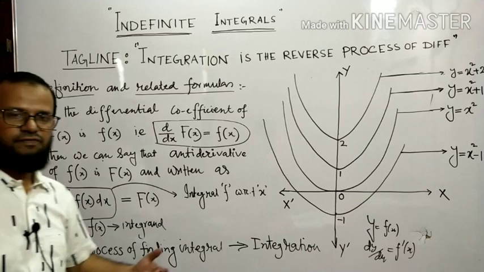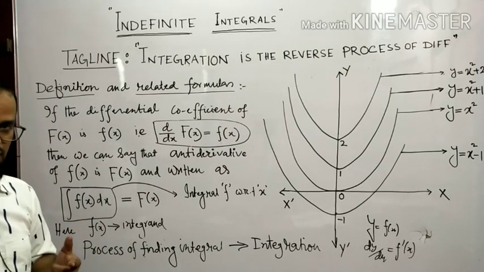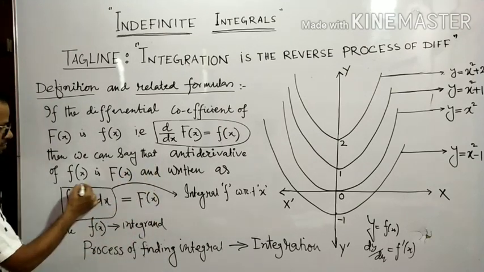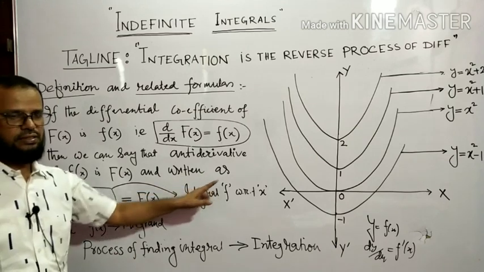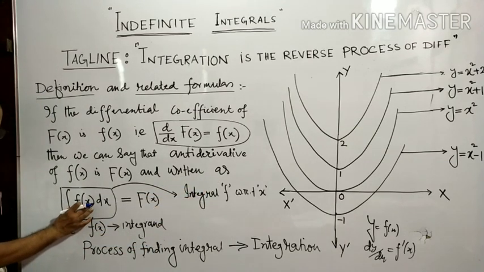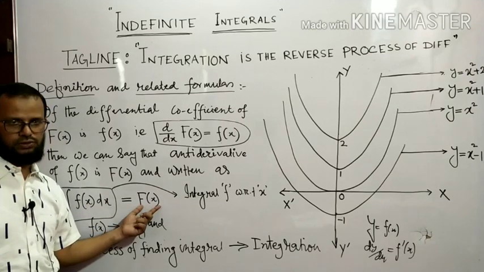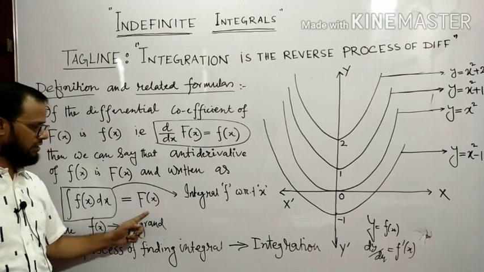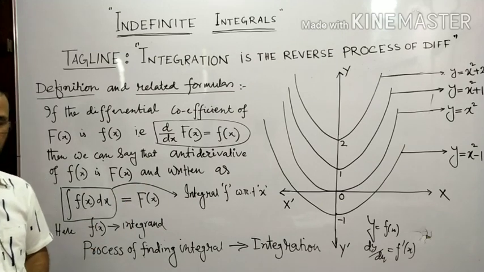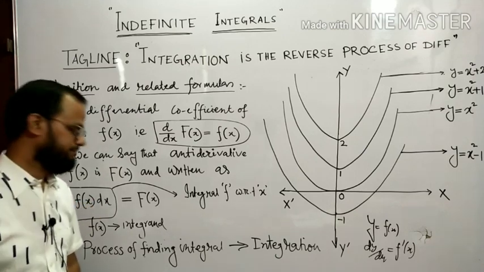If we get d/dx of something equal to some function, then we can say antiderivative, meaning the reverse of derivative. The antiderivative of f(x) is capital F(x), and it is written in this symbol. This is called the antiderivative of f(x) with respect to x, equal to F(x). If we know the differentiation of a function, then its antiderivative is called integration, and this particular integration is called indefinite. Why it is indefinite, I will explain.